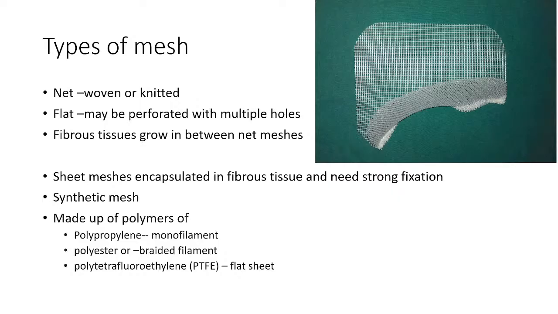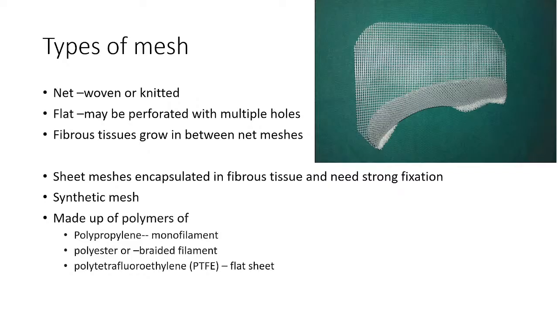PTFE is a flat sheet. Most of the vascular grafts are made of PTFE, and it has different characteristics. It does not lead to clot formation, it does not lead to adherence of other organs, but polypropylene leads to adherence of other organs. So, if you put it into the peritoneal cavity, the small bowel will adhere to it, but if you put a PTFE graft, PTFE mesh, the small bowel will not adhere to it.